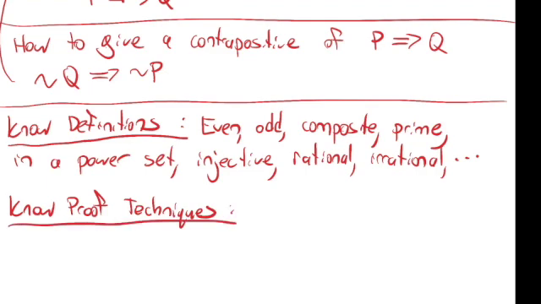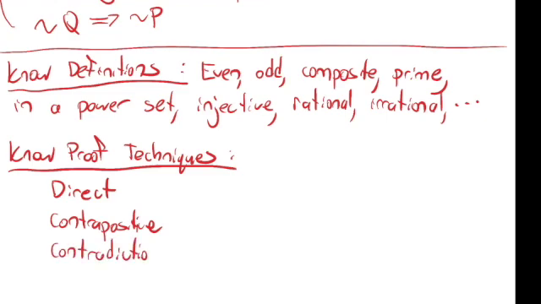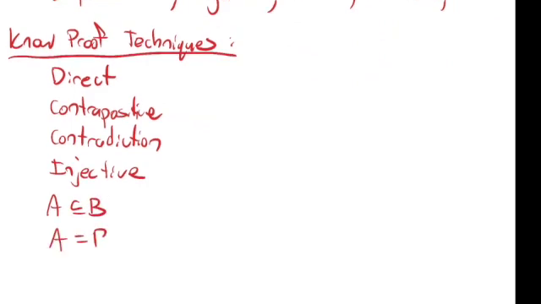Okay, and then more generally know your proof techniques. How do I prove something directly? Usually that's not the issue. How do I do it by contrapositive? Contradiction. Okay, I'll add some here. In general, how do you prove that a function is injective? We did some of those. How do you prove A is a subset of B? How do you prove A equals B? These are types of proofs that we've done a number of.